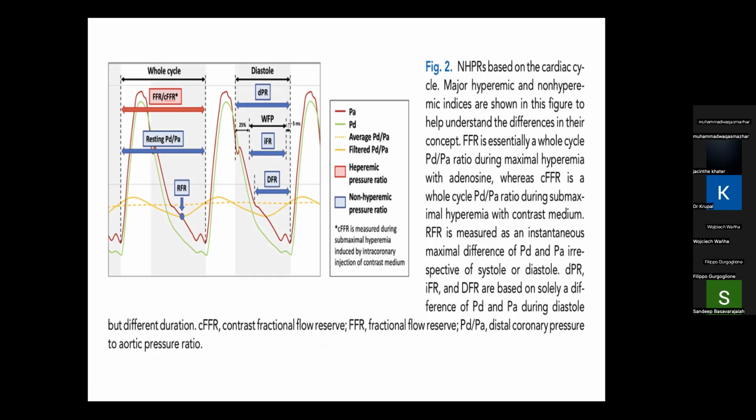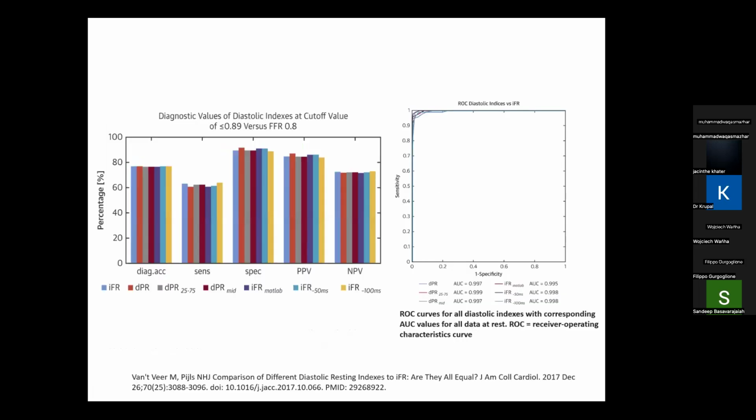So the diastolic parameters, the non-hyperemic parameters, are all almost equal in their sensitivity, specificity, and predictive value. And this is the ROC curve. Here, this curve shows the highest sensitivity and highest specificity. So all the diastolic parameters like DPR, DFR, IFR, and RFR have equal value. They are almost the same, but FFR is slightly different.